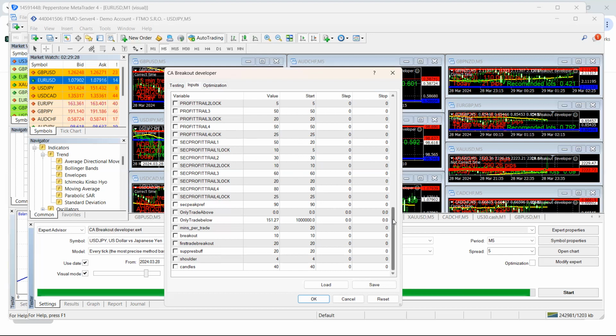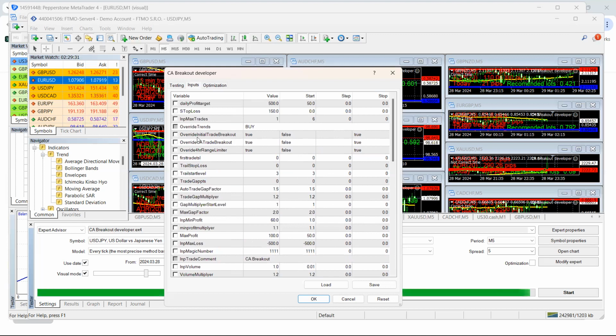But to allow this to happen, the first thing we need to do is override all of these three things. We need to override the initial trade breakout, override the cost average trade breakouts, and override the 4-hour range limiter, so they're not working. We're also going to override the trends. Very important because this market isn't trending. The trends aren't lined up. So I've come in here and typed in buy, so that now the software, once it gets below that 151.27, is going to open up a buy order.